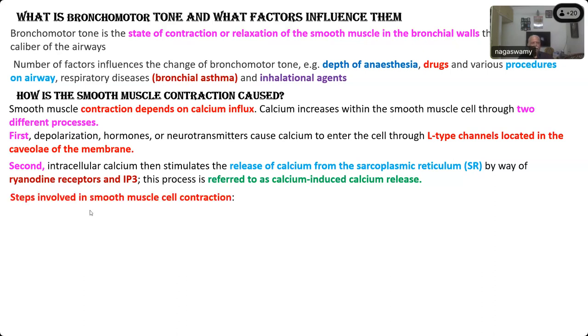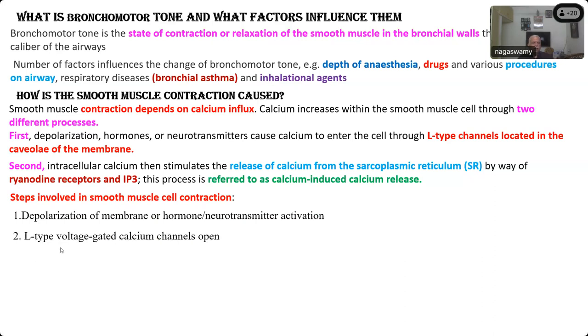So, the steps involved in smooth muscle cell contraction. First, all of you have to know that it is calcium which is responsible for muscle contraction, whether it is smooth muscle or striated muscle. Because it is a bronchomotor discussion, we are discussing smooth muscle, but the same process applies to striated muscles also. The first step is depolarization of the membrane or hormone or neurotransmitter activation. L-type voltage-gated channels open. Calcium enters into the cytoplasm. This calcium causes release of calcium from the sarcoplasmic reticulum, so there is an increase in the total intracellular calcium level.